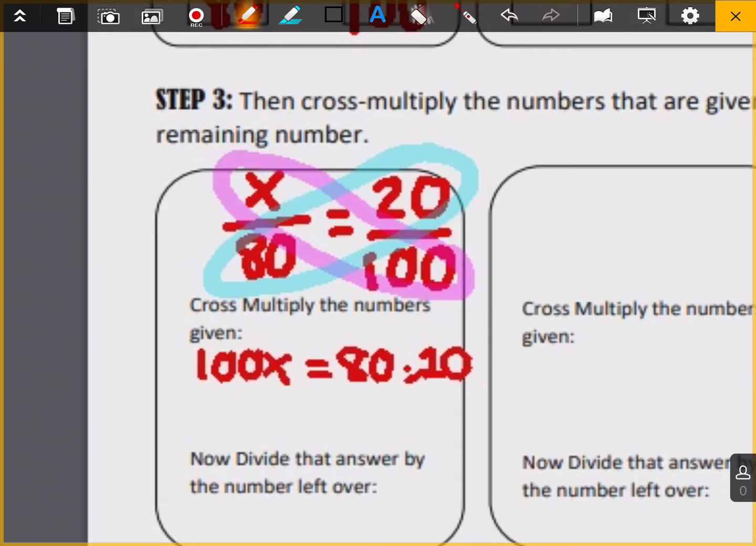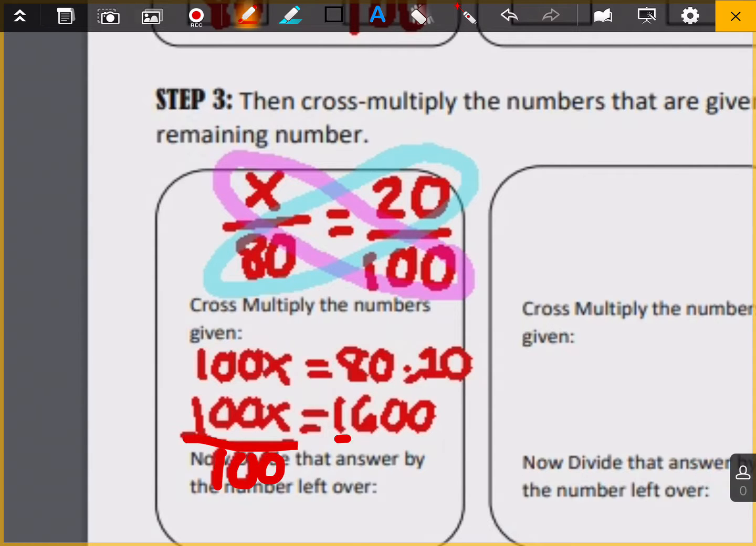So 80 times 20, I know that my 100x isn't going to go anywhere, so I'm just going to rewrite it. 8 times 2 is 16, and the 2 zeros would add on to the end. So 80 times 20 is 1,600. Our last step is to divide the answer by the number left over or the number that is next to our variable. So we're going to divide by 100.